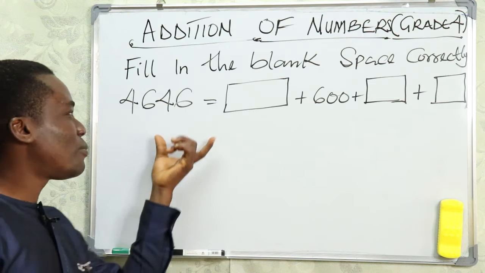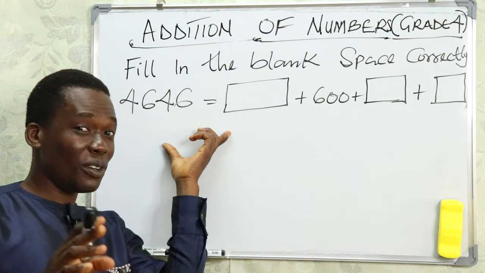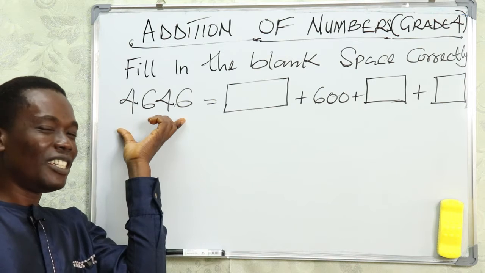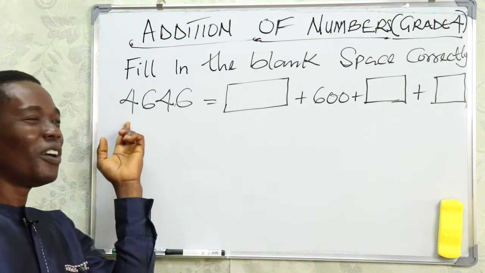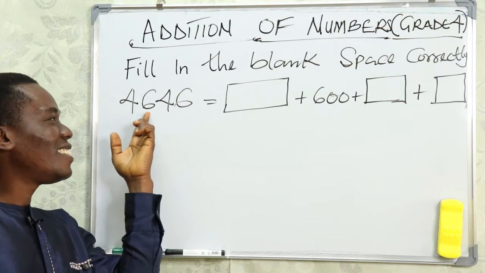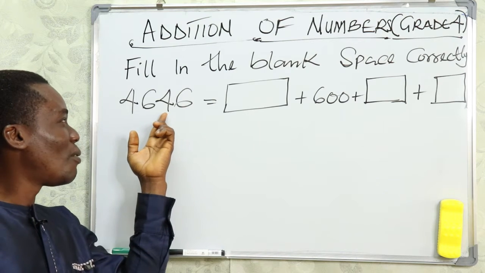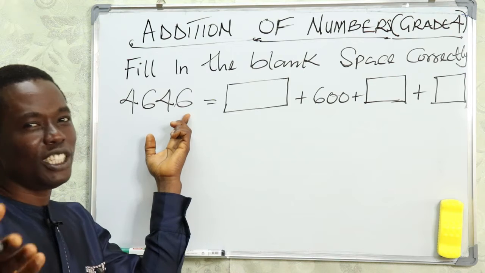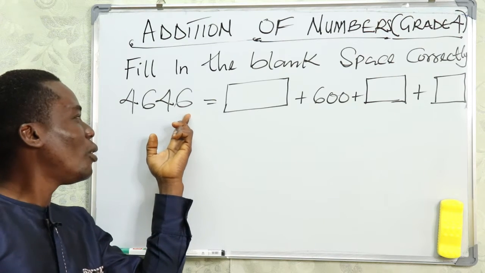Now do you remember the first sample I gave you? Of course, when I placed these numbers in their various value. Did you remember I told you 4 is in the thousands, 6 is in the hundreds, 4 is in the tens, and 6 is in the what? In the unit. Very good. That shows you're following me.